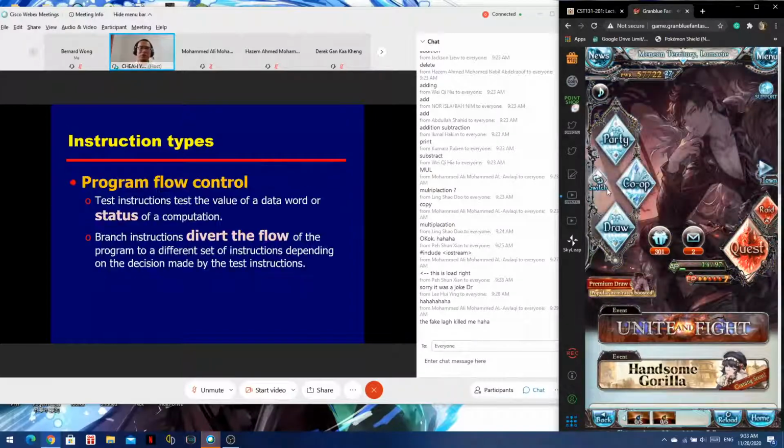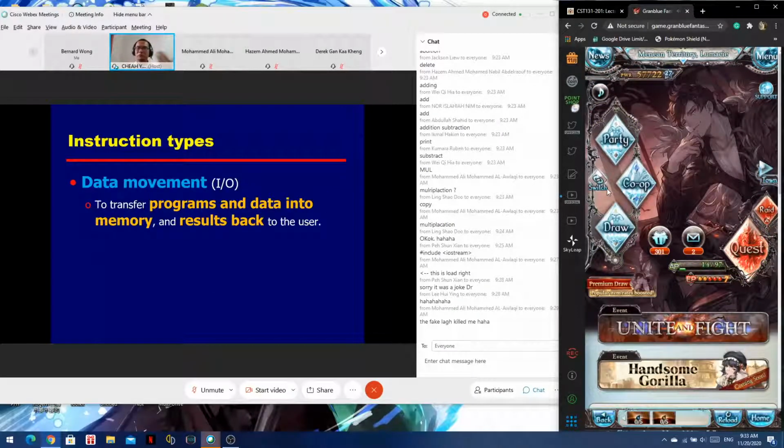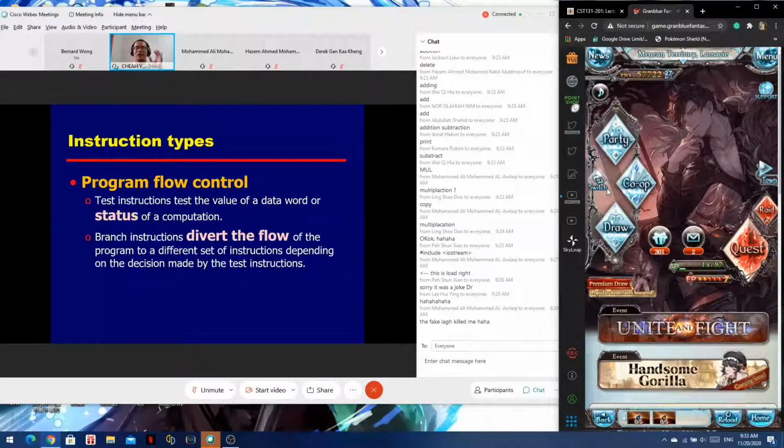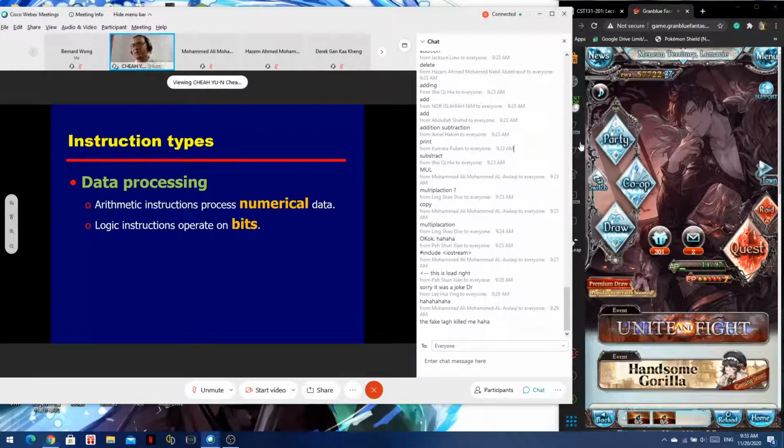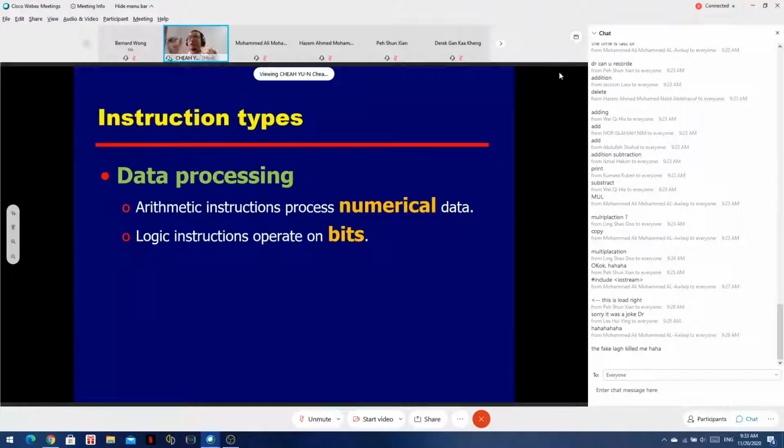Yeah, we have all these: processing, storage, movement, program flow. All these are instruction types. So let's say, for example, arithmetic. You have addition, for example. You want to add numbers, correct?